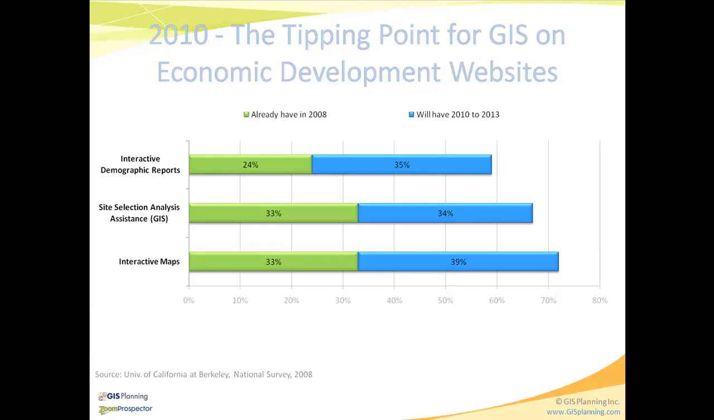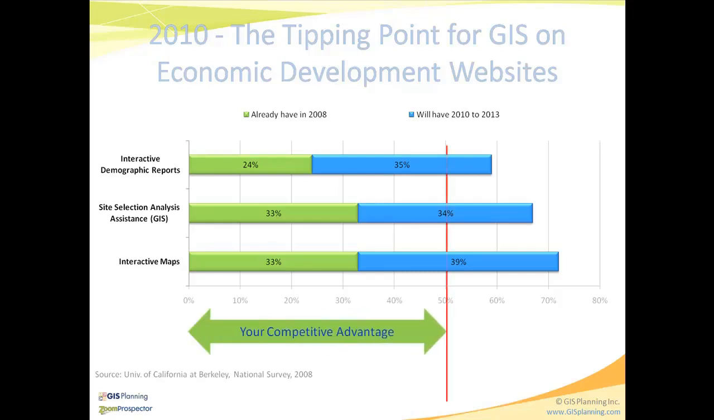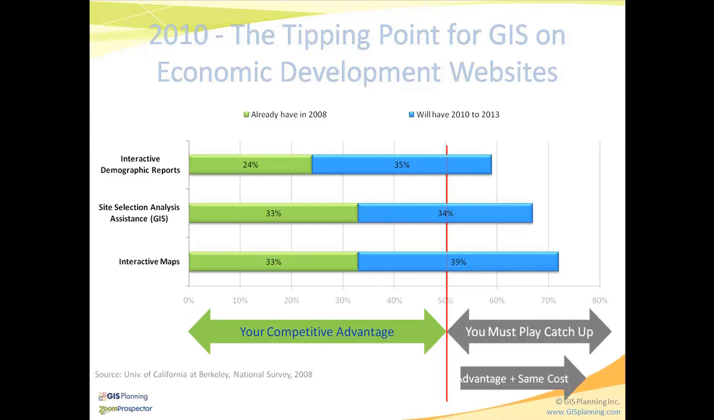There's another important thing to understand as it relates to this trend, is that your competitive advantage as an economic development organization comes from you having tools or features or data or services that other organizations do not have. So up to 50%, you really have a competitive advantage. Beyond 50%, what happens is you have to play the game of catch up.